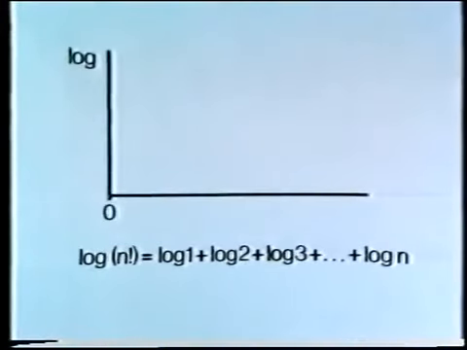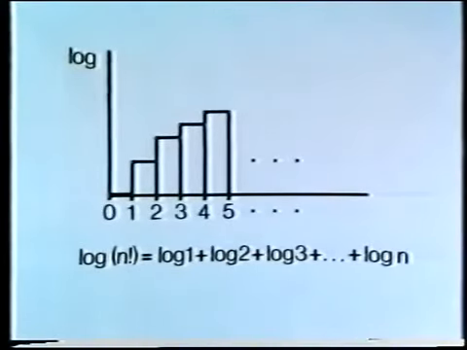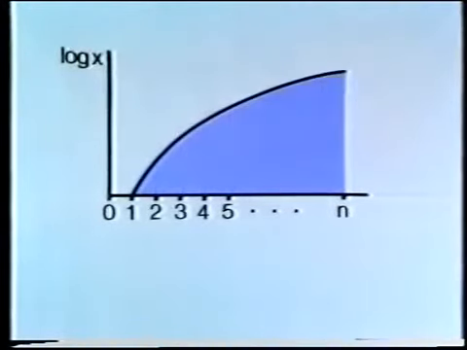We can represent these terms graphically by means of a bar chart. So log 1 equals 0, log 2 is represented by this bar, log 3 by this one, and so on, right up to log n. The sum of all these terms is the sum of the areas of all these bars. And if n is very large, this total area is approximately equal to the area under this curve, y equals log x.